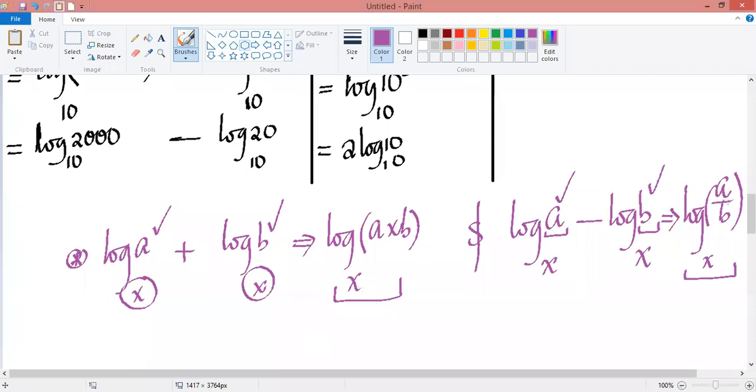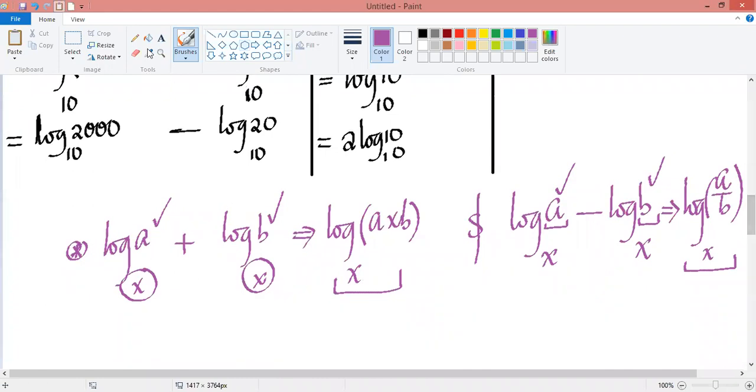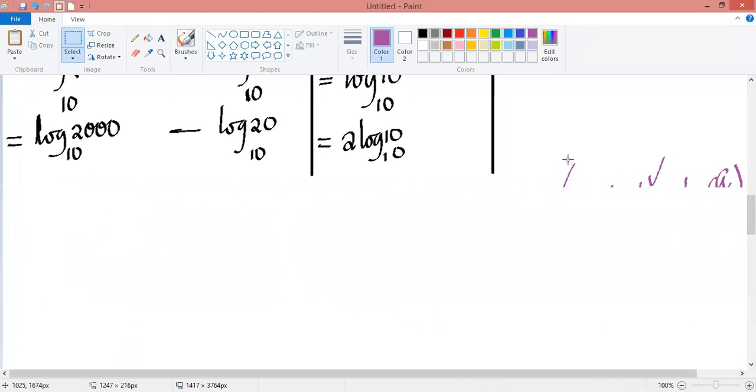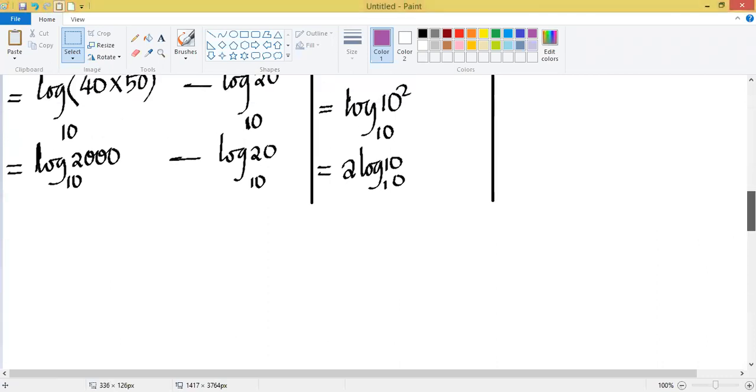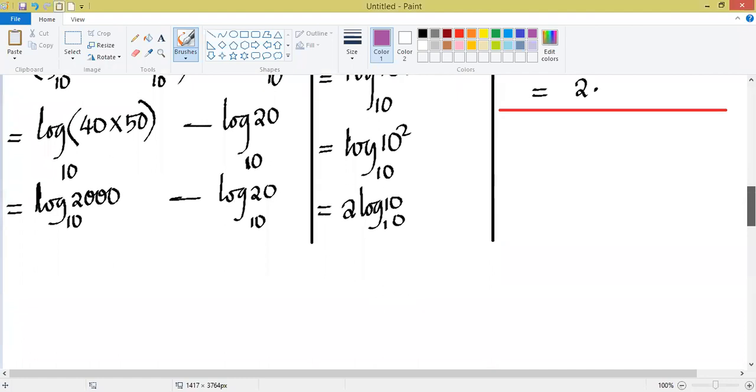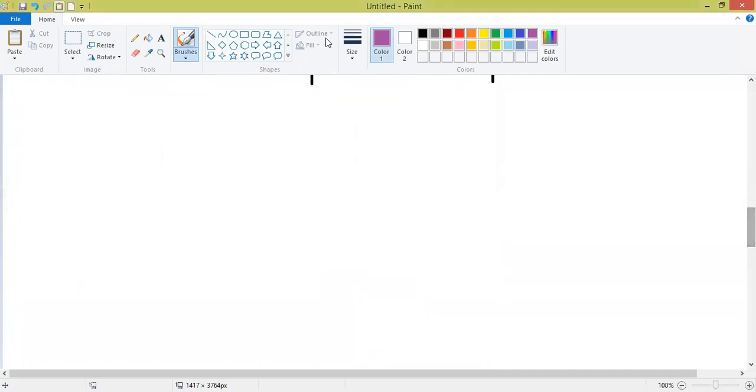Are you okay? Yes. So that's what we have done. Now when you try to connect this to our solution, I hope it makes sense to you. Log of 2000 minus log of 20 base 10 becomes log of 2000 divided by 20 in a single logarithm now. Is it okay with you? Yes. We can go to Roman 2.